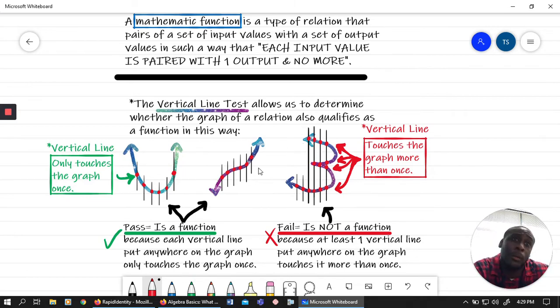Alright, so, but again, these two relations on the left pass the vertical line test because, as you can see here, each vertical line that you put anywhere on those graphs only touches the graph once. No matter where you put it on the graph, it only touches it once. They pass. All right, this relation on the right side fails the vertical line test because at least one of those vertical lines, wherever you put it on the graph, touches that graph more than once.